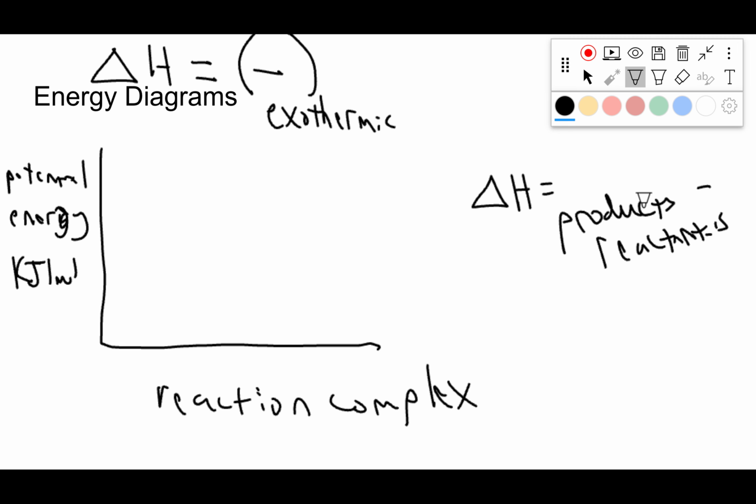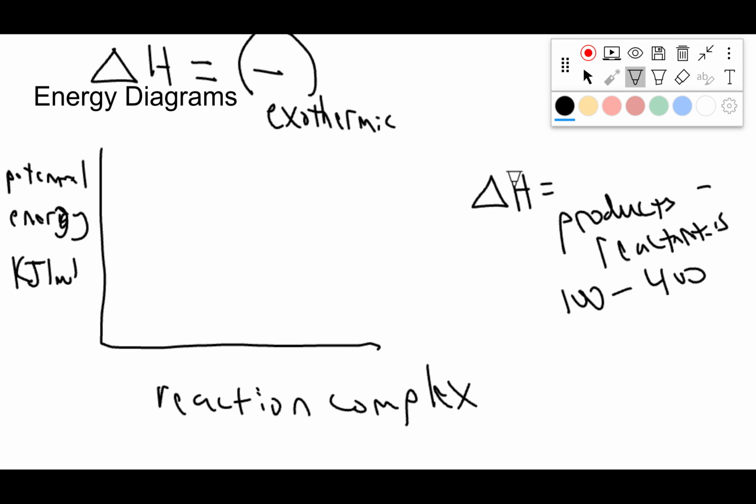So in order for that to happen, let's just use some numbers. I'm just going to make up random numbers. So let's say my products were 400, my reactants were 100. Does that give me a negative number? No, it does not. So let's change this, and let's say that instead I flip those numbers. Let's say that my products are 100 and my reactants are 400. Would that give me a negative number? And the answer is yes.